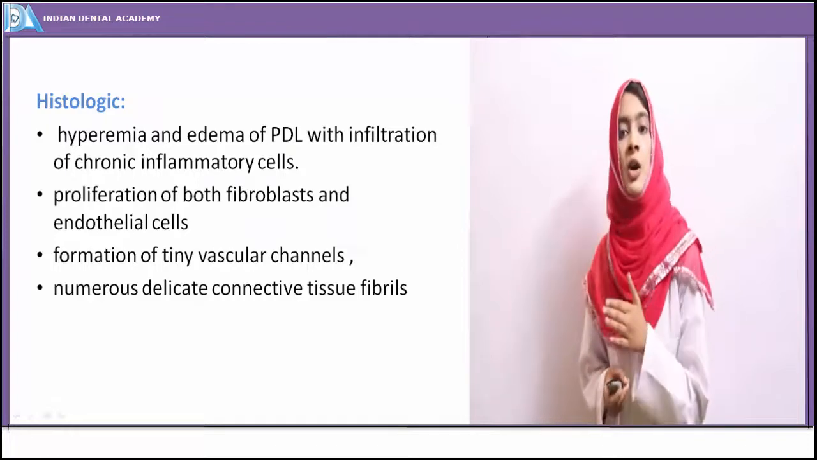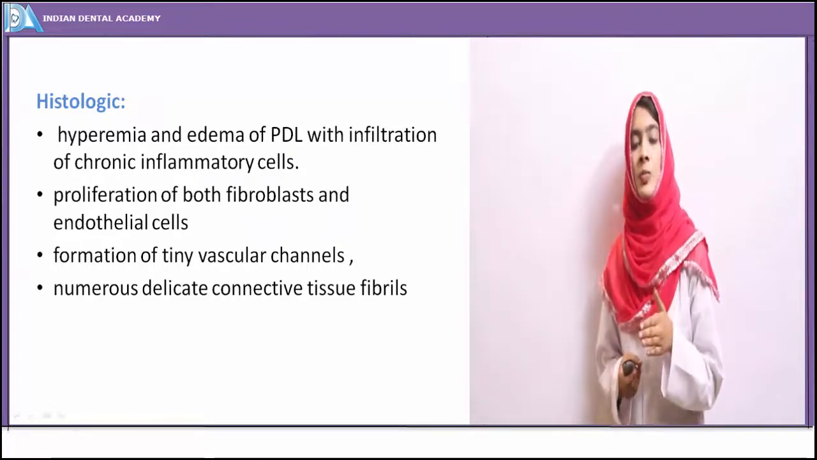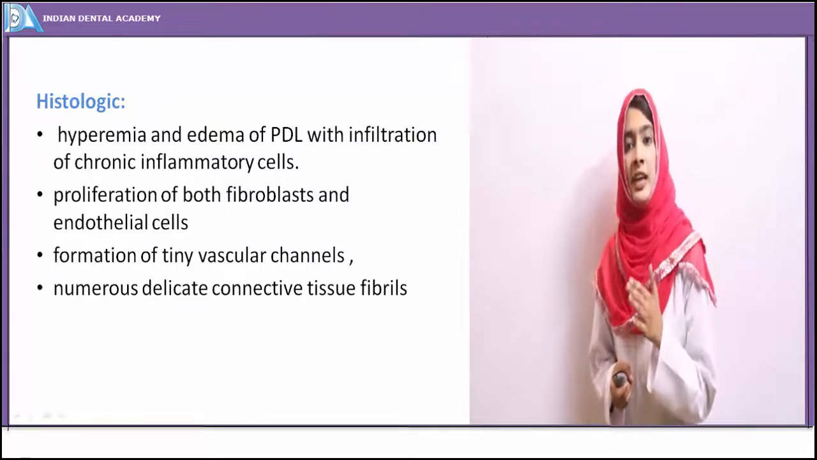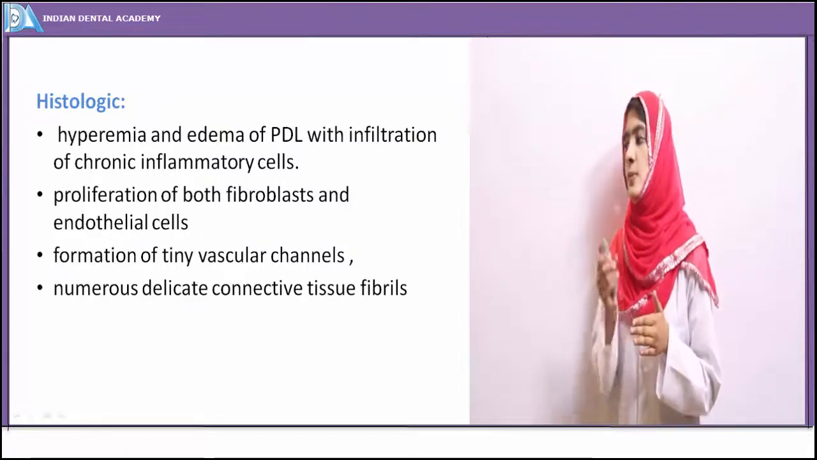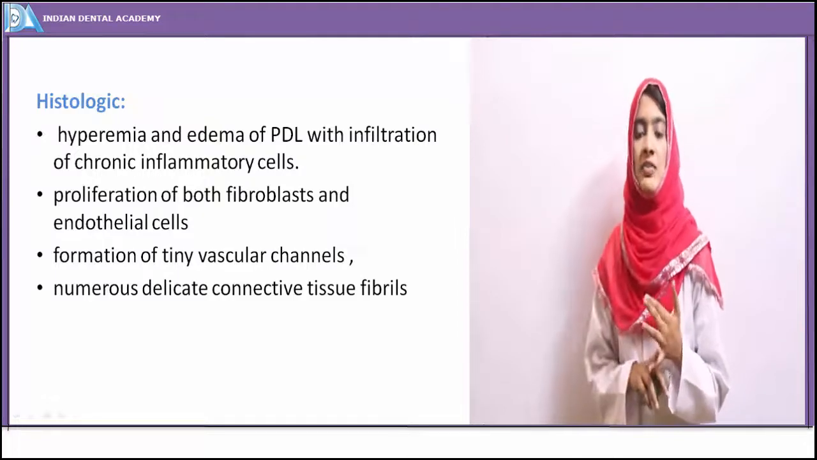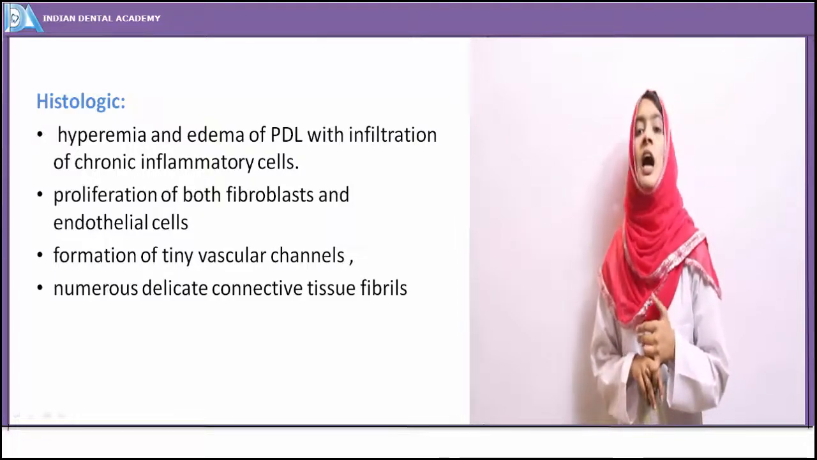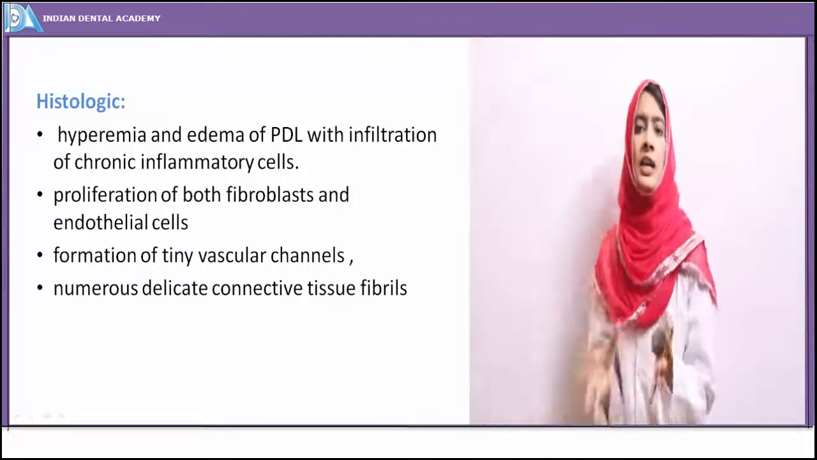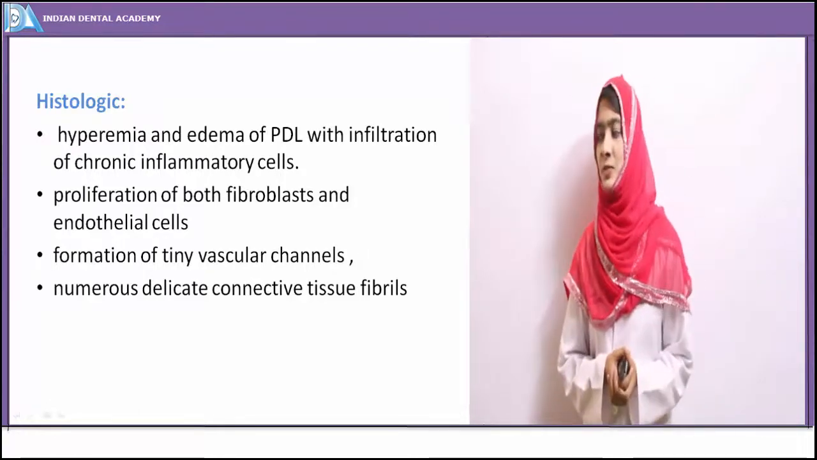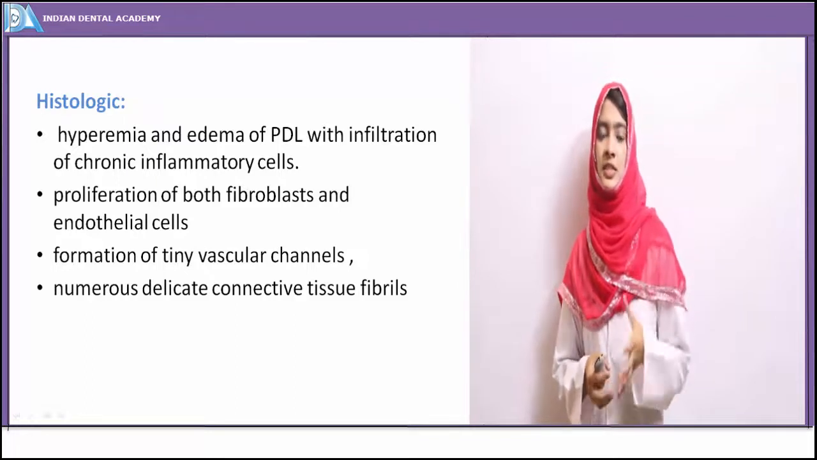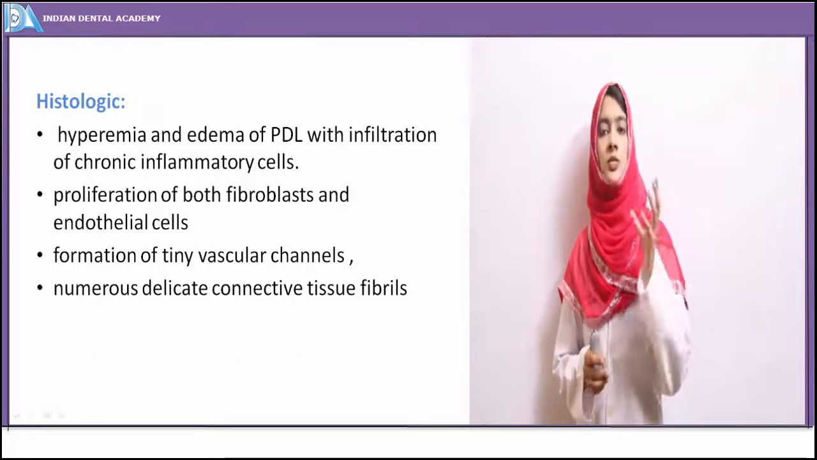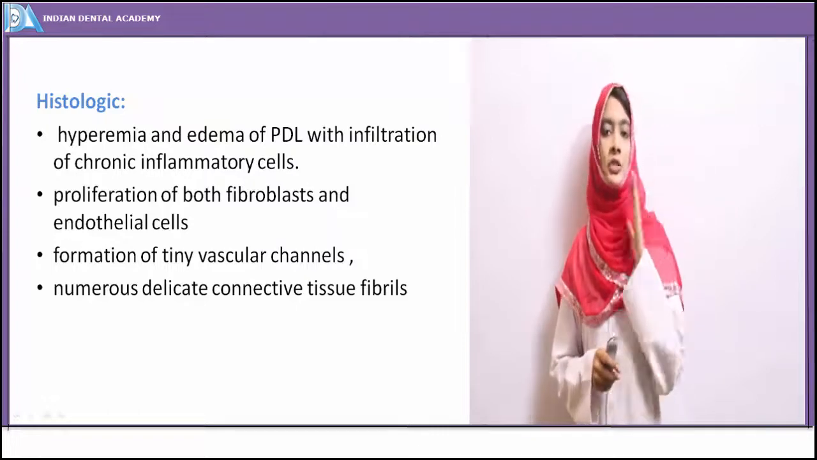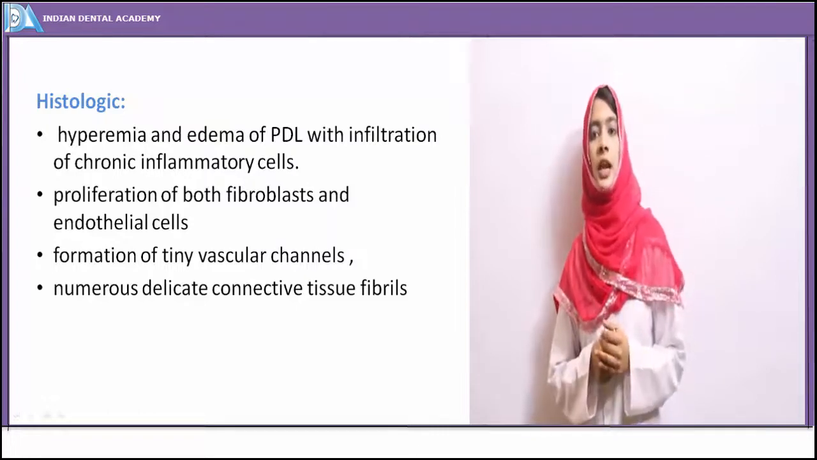There is edema of the periodontal ligament, and hyperemia of the periodontal ligament along with inflammatory cell infiltration. Infiltration characteristically with lymphocytes and plasma cells may be seen, and fibroblastic activity is evident. Endothelial cells proliferate, and because of the granuloma, it is basically a highly vascular tissue, right? So we know that periapical granuloma is extensively vascular in nature. So there is formation of tiny vascular channels. Along with that, numerous delicate connective tissue fibrils appear to be interspersed in the connective tissue.